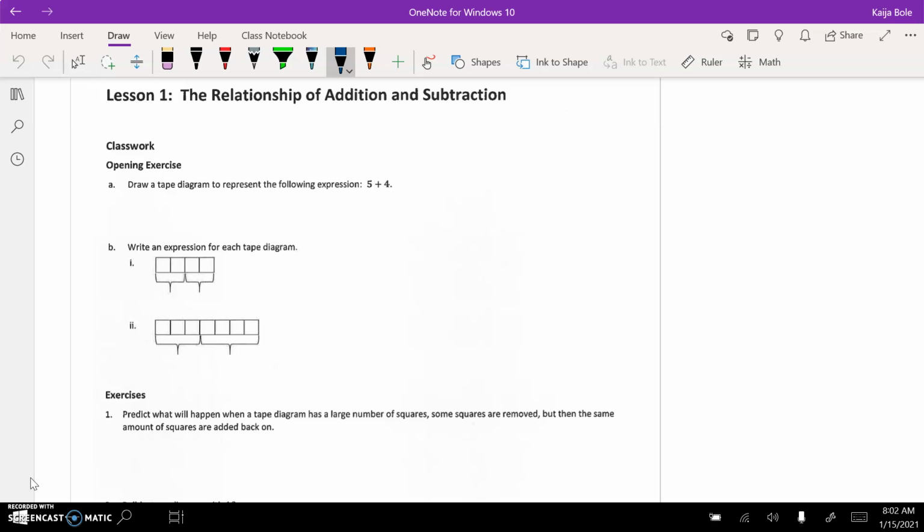So imagine we'll start with 5 boxes for the 5. So 1, 2, 3, 4, 5, and then I'm adding on 4 more boxes for the 4. Okay. So now in part B, it says write an expression for each tape diagram. So I've got 2 boxes grouped and then another 2. So this would be like 2 plus 2. And then the next one, I have 3 boxes, and then I would be adding 4.